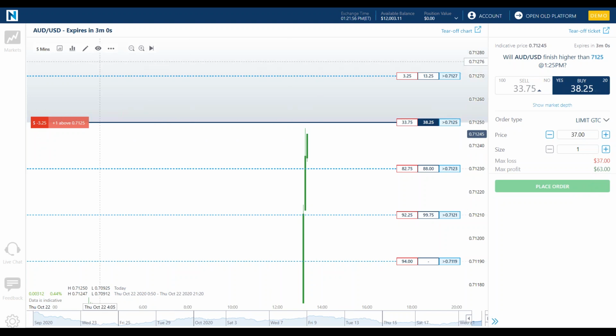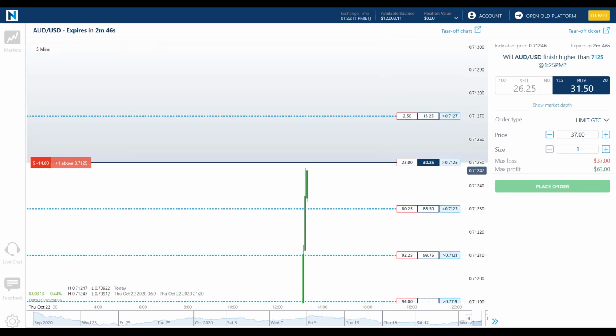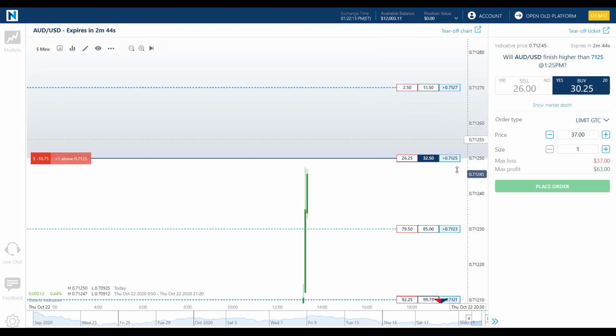Now, as time gets closer to expiration or settlement, these probabilities are going to change as the price of this fluctuates. The probabilities are going to change very quickly. And the reason they'll change very quickly is because in the end, all of these will either settle at 0 or 100.